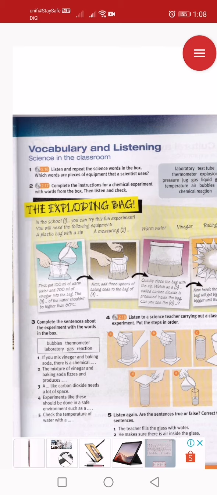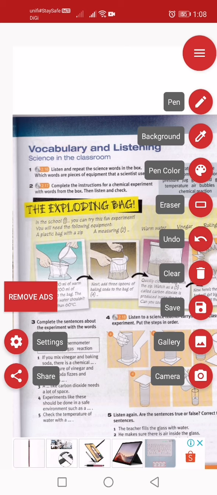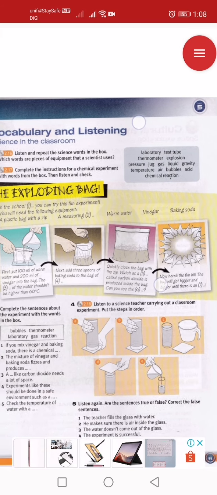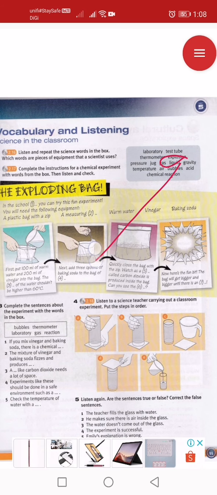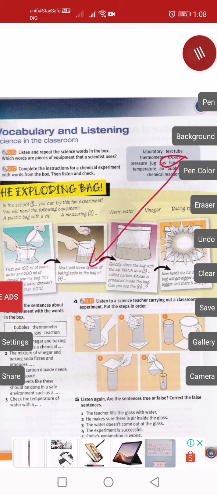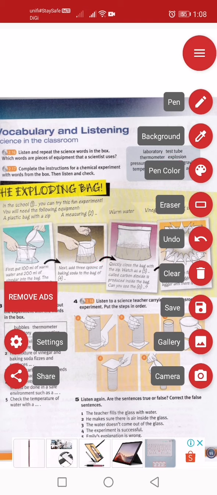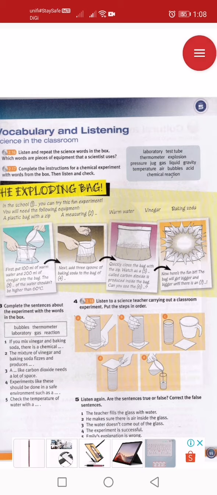Okay, next, number 2. Add 3 spoons of baking soda to the bag of, ini air, ini bag ni ada cecair. The bag of liquid. Liquid. Okay, sorry. Quickly close the bag with the zip.